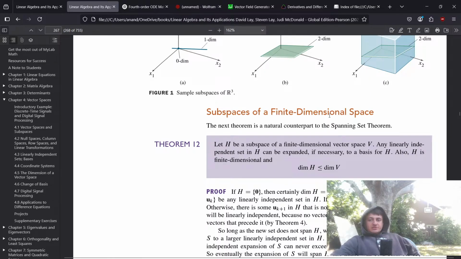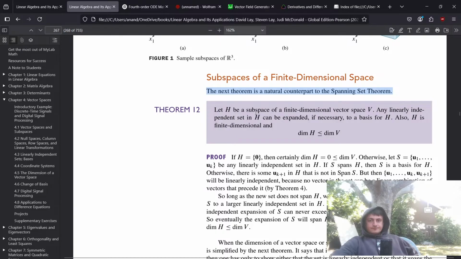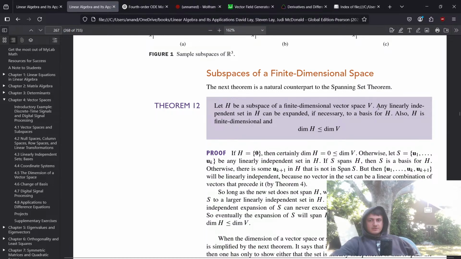Subspace of a finite dimensional space. The next theorem is a natural counterpart to the spanning set theorem. Let H be a subspace of a finite dimensional vector space V. Any linearly independent set in H can be expanded if necessary to a basis for H. Also, H is finite dimensional.